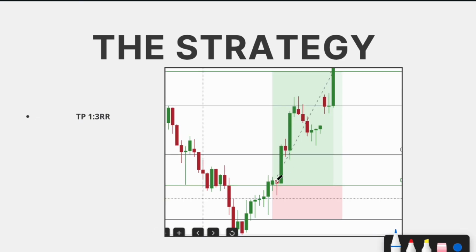And you can see price came back, tapped us in, closed above the 38, our stop loss goes to break even, and price went all the way to our take profit of the negative 27. Gives us a 1 to 3 risk reward at least. So this is everything. I'm now going to show you a real life example on the chart.